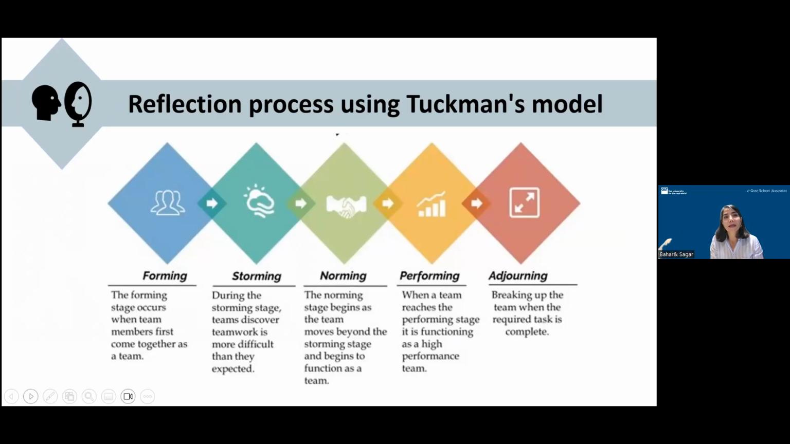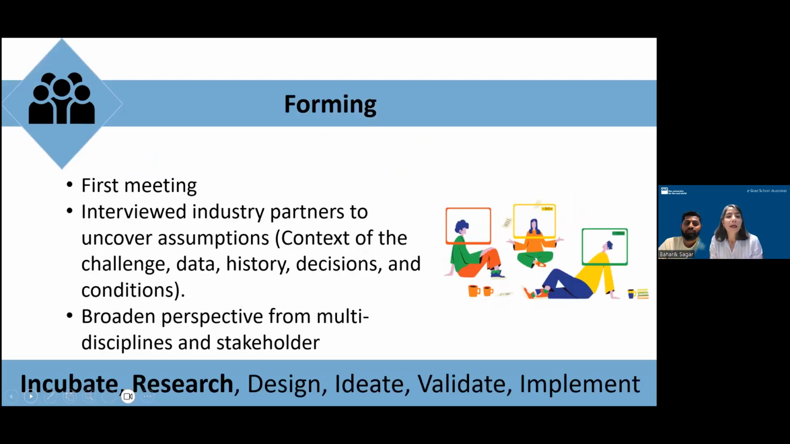As we know, UN SDGs and their associated impacts are global and complex in nature. So we require multidisciplinary, multicultural, and broad perspectives to tackle the issues. I will unpack each stage as we move. The first stage of the Tuckman model is the forming stage, when the team members come together, introduce themselves, and understand the goals and objectives of the team.